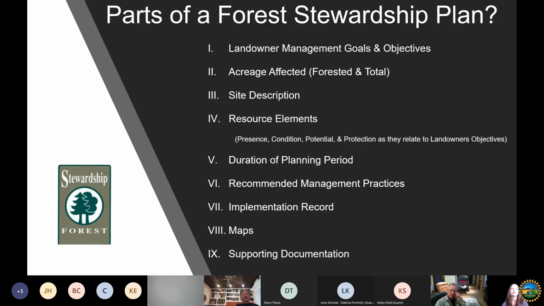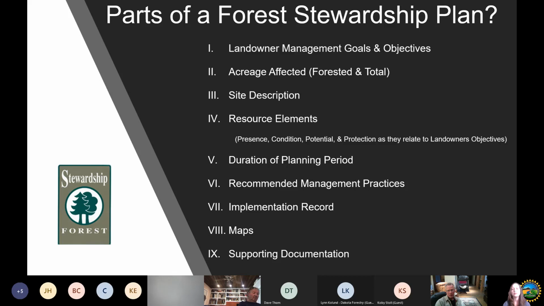So the parts of a forest stewardship plan: to be in the state's program, we have to identify and have in the plan the following information: the landowner's management objectives and goals, the acres that are affected, both forested and non-forested, the overall site descriptions of the property, resource elements, including their presence, condition, potential, and protection as they relate to the landowner's objectives. The duration of the plans depends on the person that creates the plans. We typically recommend 10 years with 5-year monitoring, but that is up to the resource professional that is utilized to create these plans.